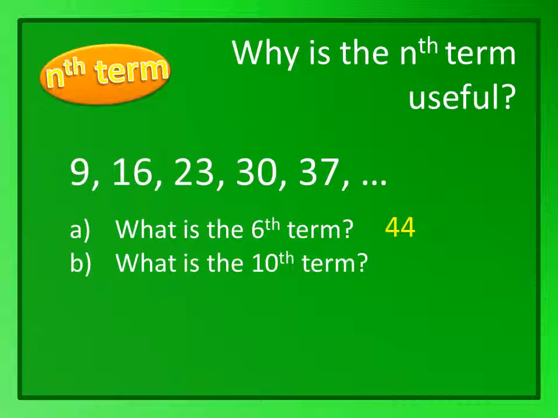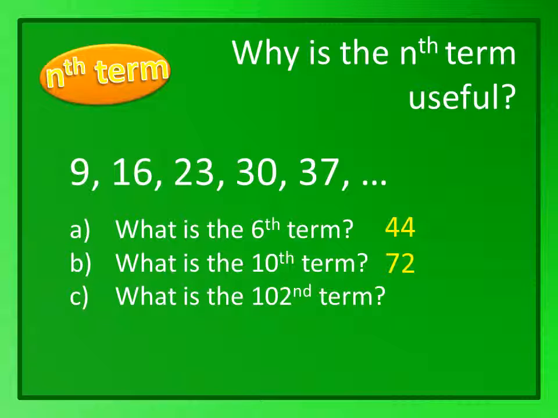Next, ask what's the 10th term. A little bit tricky. We're going to add on a few more 7s. So I'm going to have 51, 58, 65. I'll get to 72. It was a little bit tougher, but you can get there fairly easily. And now the next question.